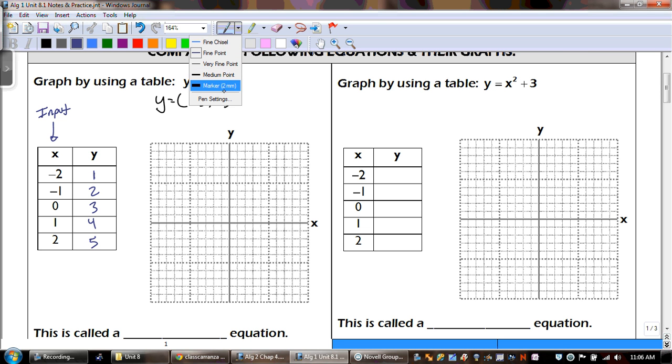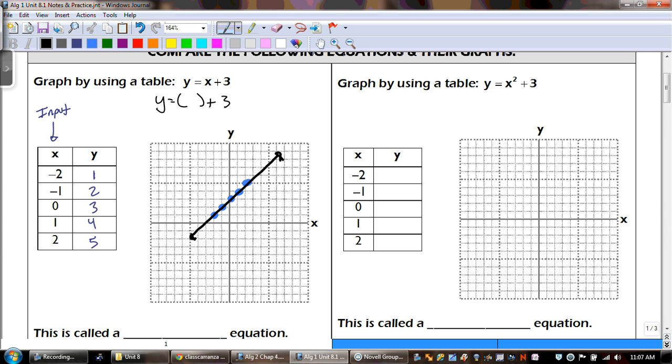Good. So let's go ahead and plot those points. At -2, we're at 1. At -1, we're at 2. At 0, we're at 3. At 1, 4. And there we go. So let's graph or draw the line. Remember, we're using a straight edge or ruler. I'm getting my ruler out right now. That's a little better. So there's our line.